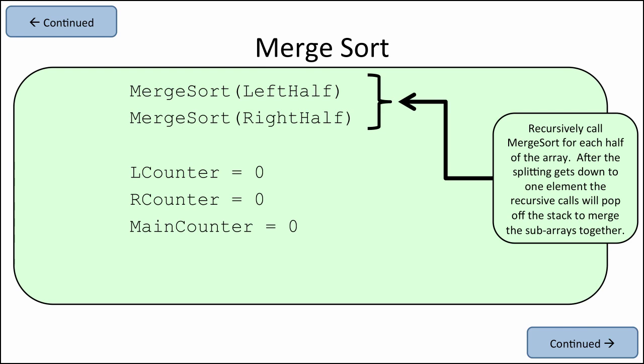So our first recursive call to the left half, it'll pass that in, it'll split the left half into 2 halves again, call merge sort on the left half again, split it, and keep doing that recursively until it gets down to one element.